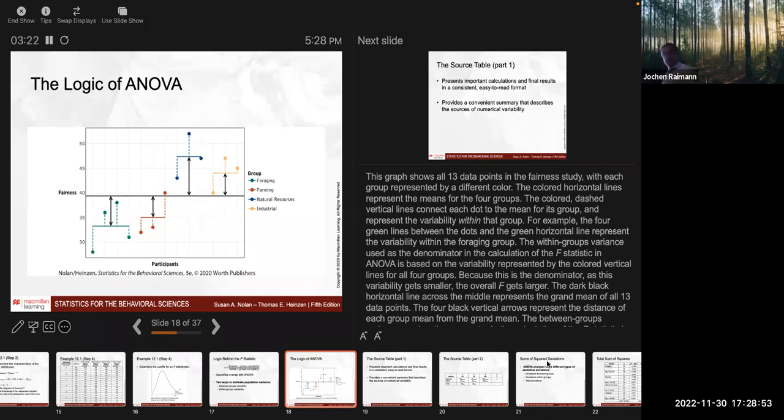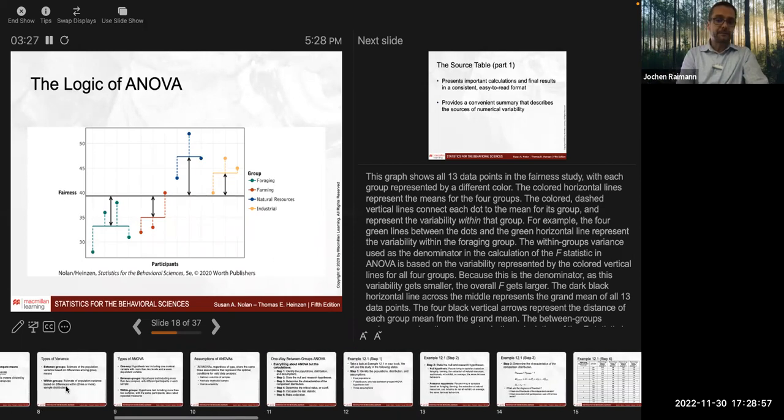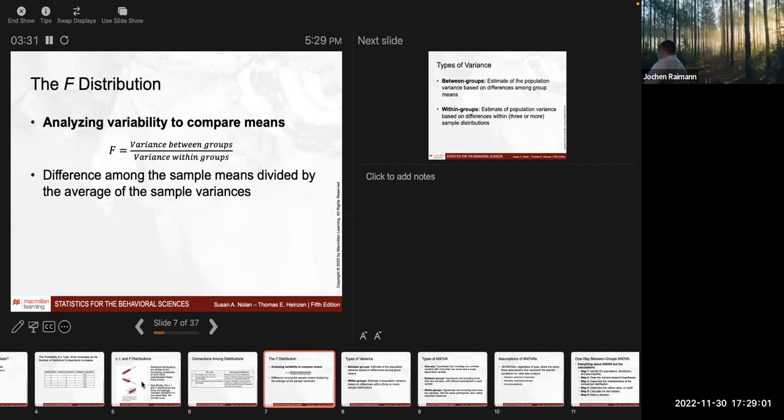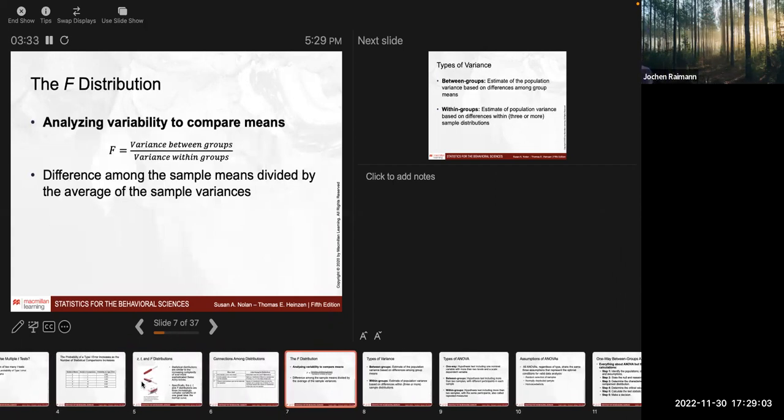So the F is calculated only by paying attention to the variance. The F is essentially a ratio between the variance between the groups, that's the variance between the means, and the variance within the groups, amalgamating all the variances you see in each of those groups.